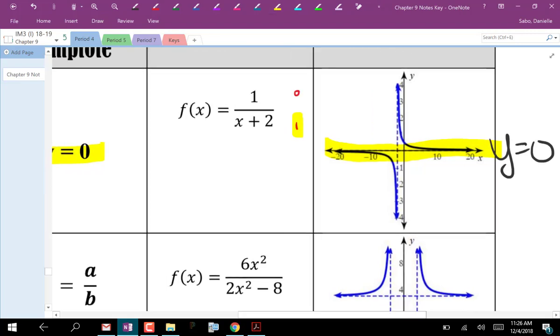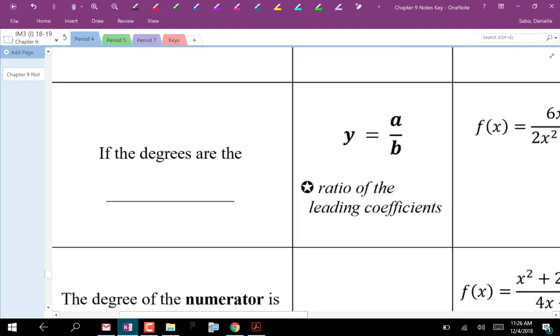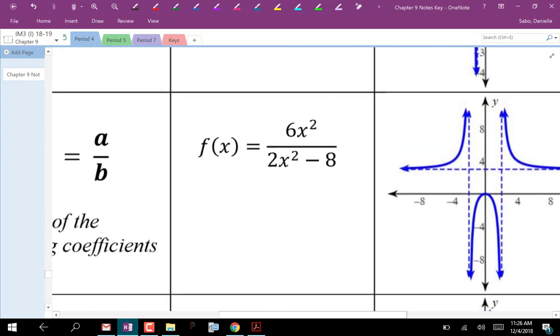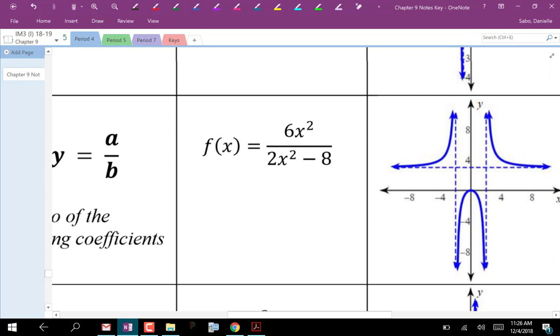Let's do another one. Let's talk about this next condition. If the degrees are the same, this is the only one that can get a little tricky. If they're the same, you're going to take the ratio of the leading coefficients, so the numbers all the way out in front. Let's take a look here. What's the degree of the top? 2. What's the degree of the bottom?